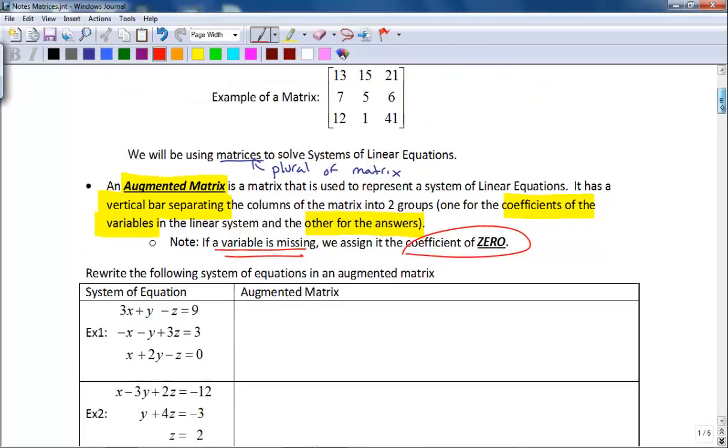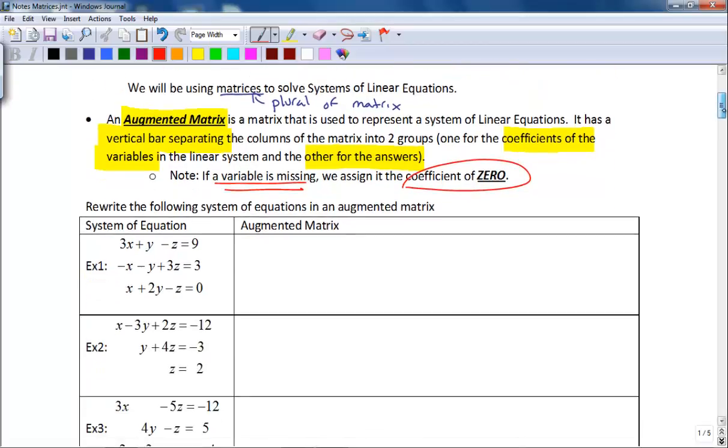Let's practice rewriting linear systems as augmented matrices. Example 1 is 3x plus y minus z equals 9, negative x minus y plus 3z equals 3, and x plus 2y minus z equals 0. I want to write this as an augmented matrix. Well, first, I would draw those brackets. I'm also going to draw a vertical bar closer to the right bracket. Now I need to put in the coefficients of the variables on the left side of this vertical bar, and then the answers on the right side.